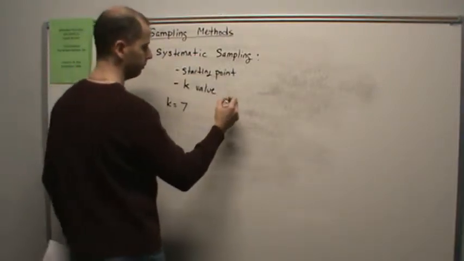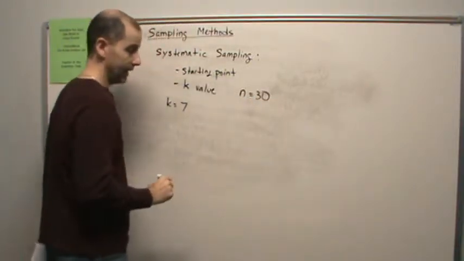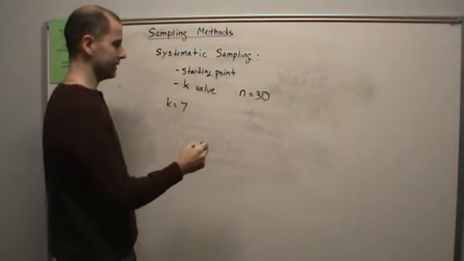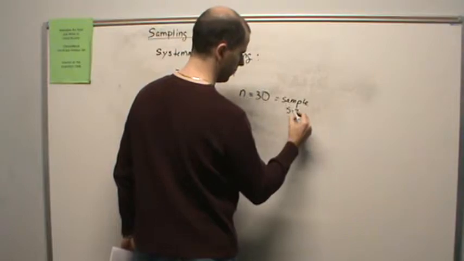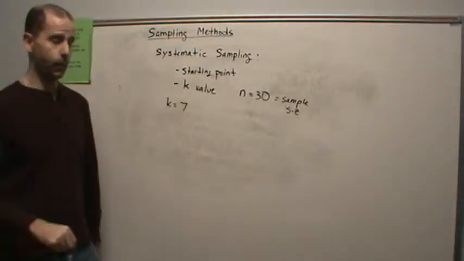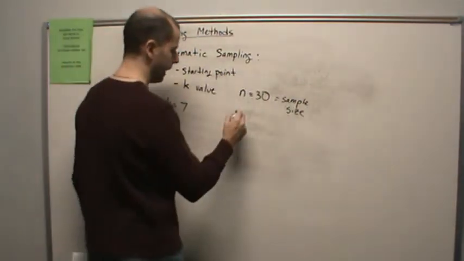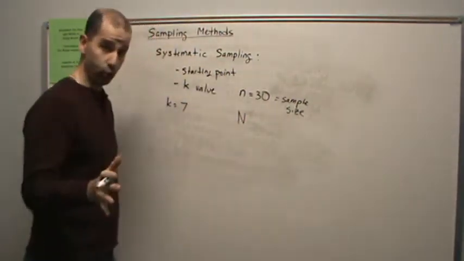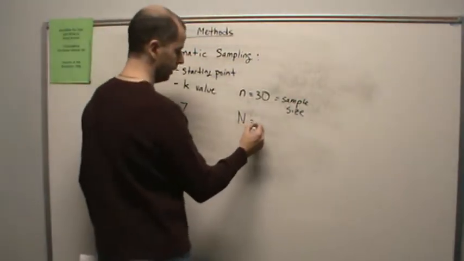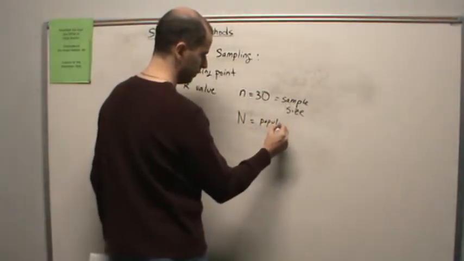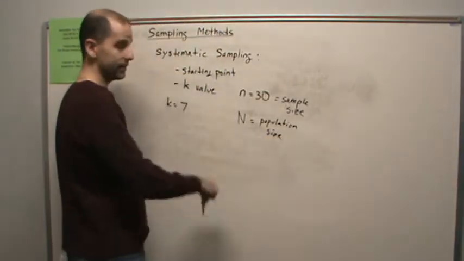So what's 30 people? 30 people, which we represent as lowercase n, that's my sample size. So this is the sample size. Incidentally, the population size, if we did know the population, is represented by capital N. So capital N here would be the population size, and lowercase n is the sample size.